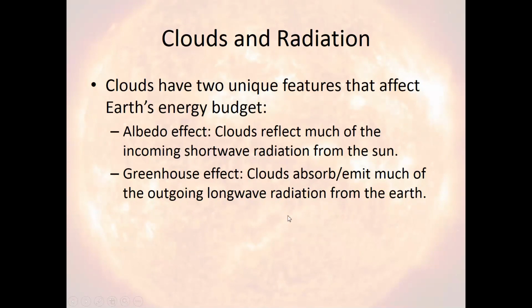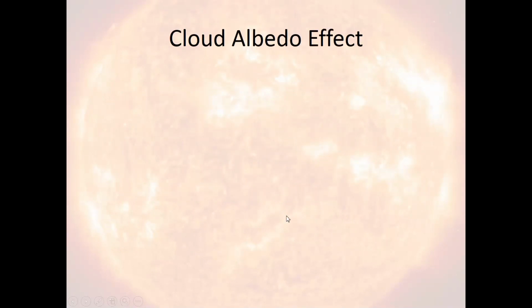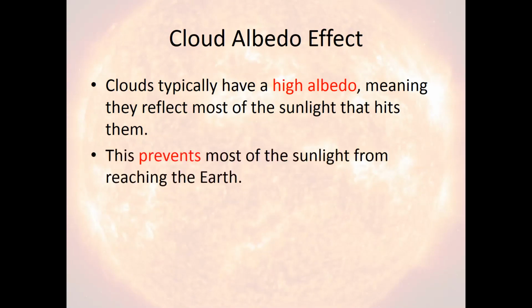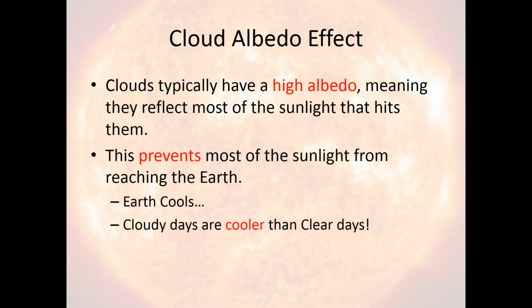So, the cloud albedo effect: simply during the daytime, clouds have a high albedo, meaning they reflect much of the sunlight that hits them. This prevents that sunlight from reaching the Earth, cooling the Earth down. So cloudy days are cooler than clear days.